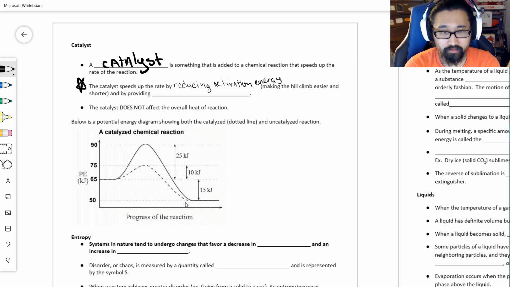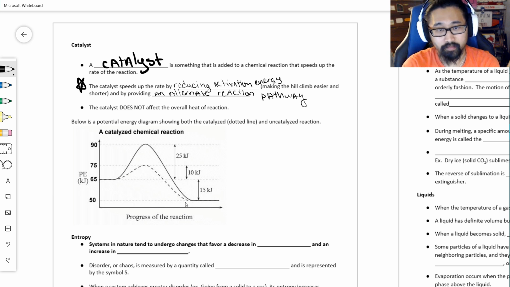So it reduces the activation energy and it provides an alternate reaction pathway. Right, so you think of it, instead of having to go up and over the hill, you can actually kind of tunnel through the hill. So that's why it makes it faster.